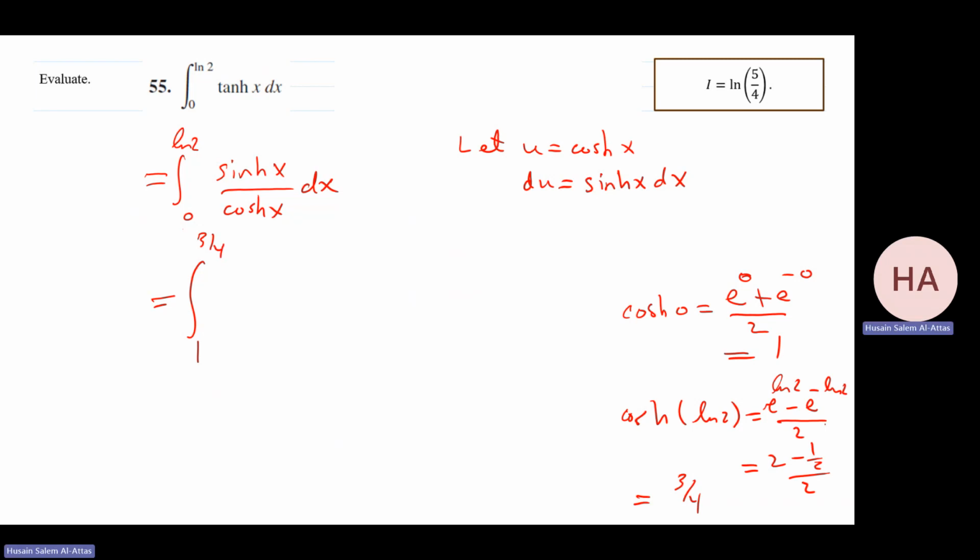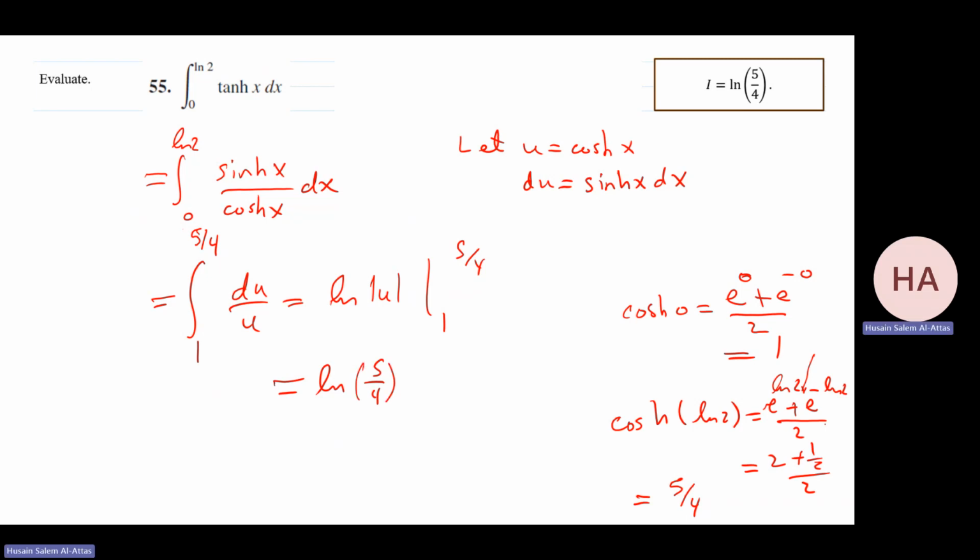That will be what? 5 over 4. Sorry, this is plus, not minus. Cosine is plus. This is cosine, not sine. So this is 5 over 4. And that will be du over u, so it will be ln of u from 1 to 5 over 4, which gives me ln 5 over 4 minus ln 1, which is 0. So this is really my answer.